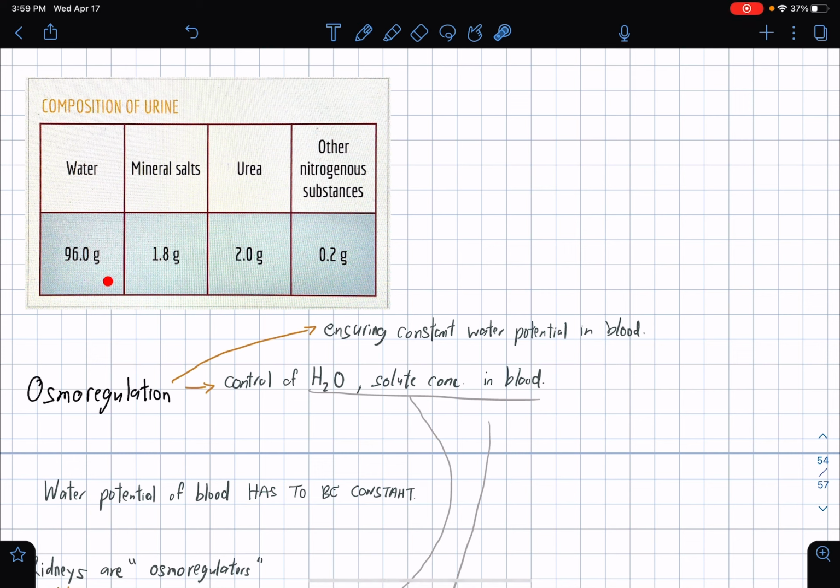Regarding the composition of urine, it's basically 96% water. For the mineral salts, it's 1.8%, urea 2%, and 0.2% goes to the other nitrogenous substances.